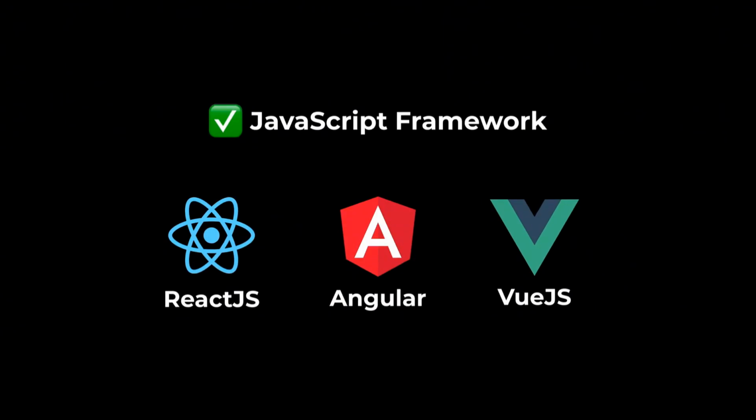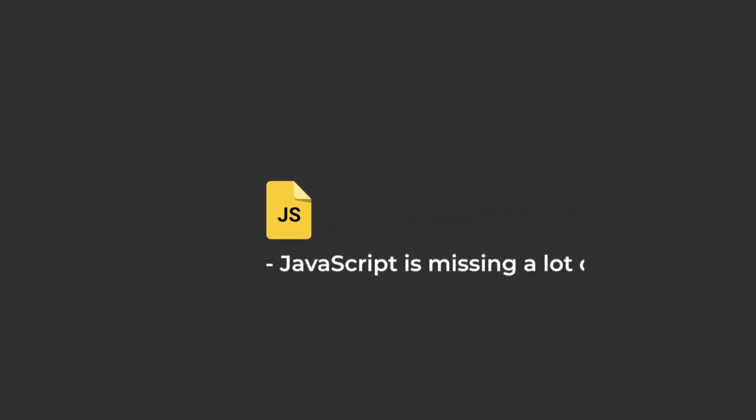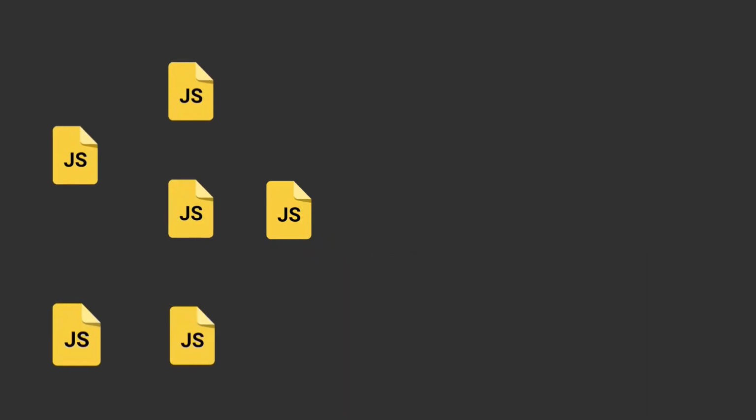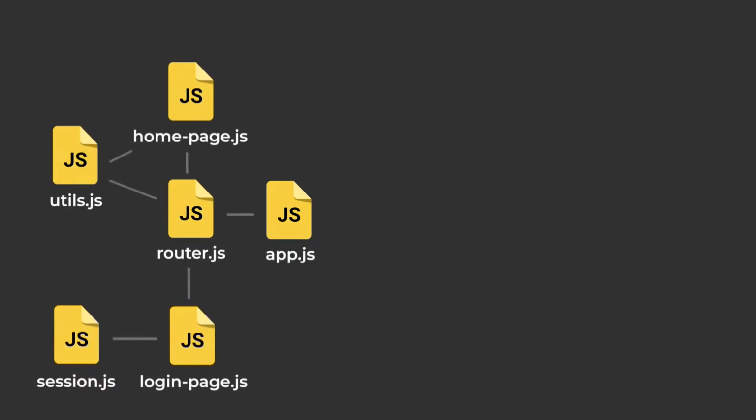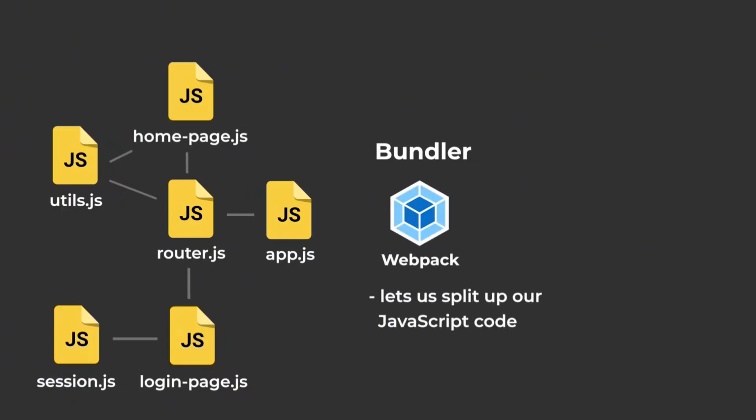Now let's take a step back and look at JavaScript again. JavaScript as a language is missing a lot of features that other programming languages have. One of these features is being able to split up our code into different files and to organize our code. To solve this, we had to use something called a bundler. The most popular one you've probably heard of is called Webpack. Webpack lets us split up our JavaScript code into many different files, and once we're ready to put it on our website, Webpack will combine all of these files, or bundle all of these files, into one JavaScript file that we can put on our website.